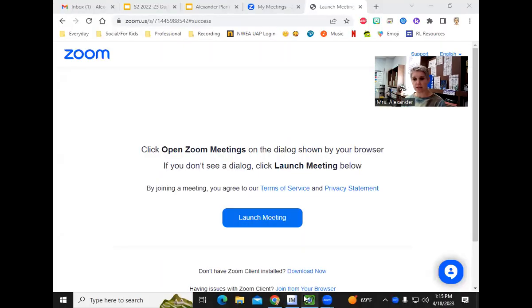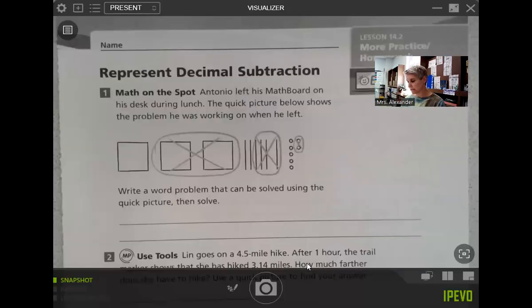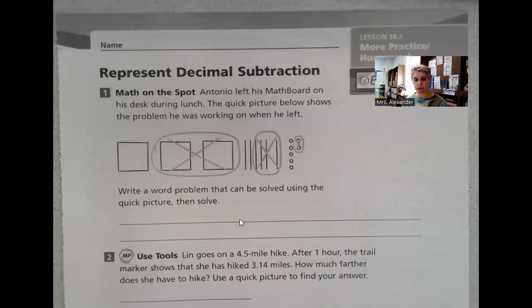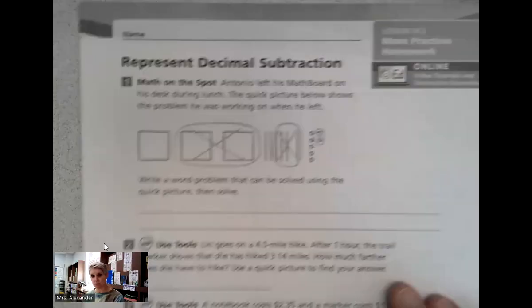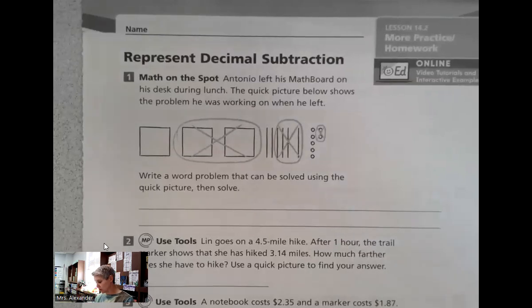We're looking at lesson 2 of module 14. And this is where we are representing decimal subtraction. Page 131 of your practice book.